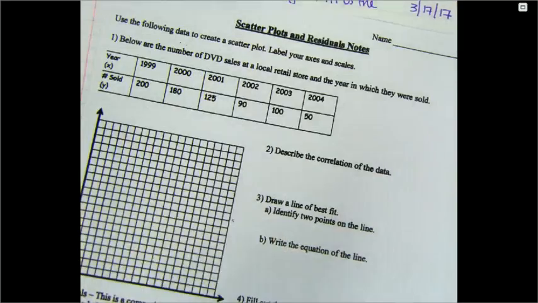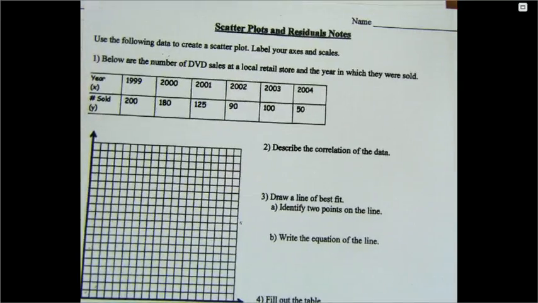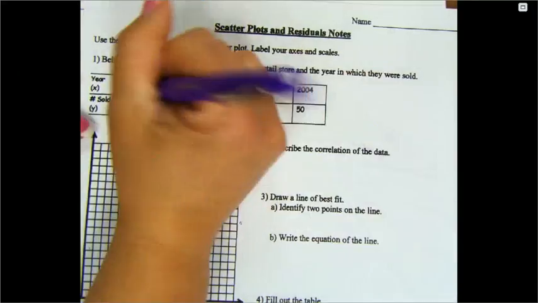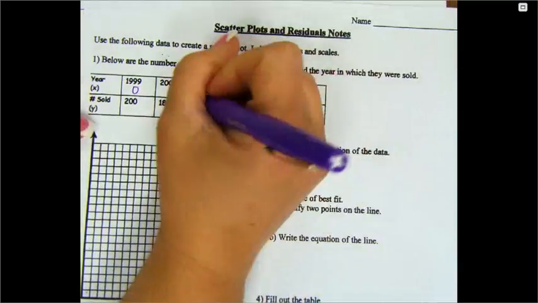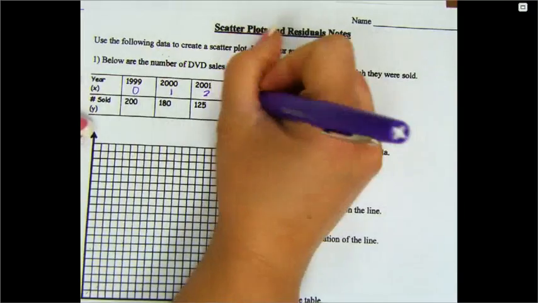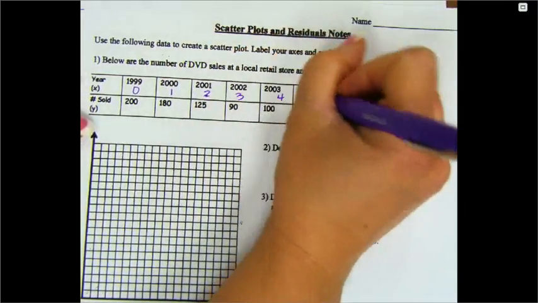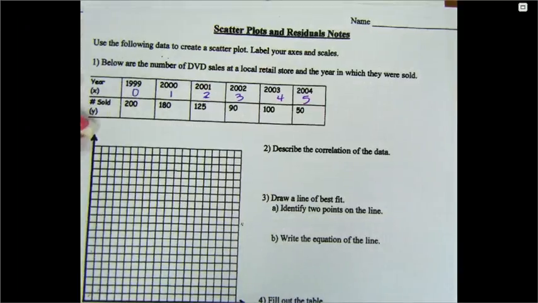It says use the following data to create a scatter plot. Label your axes and scales. So below the number of DVD sales at a local retail store and the year in which they were sold. So we're looking at year X and then the number sold, which is Y. We have year 1999, 2000, 2001, 2002, 2003, and 2004. So 1999 is going to be year what? Good. 2000 is going to be year what? Then, and then 5. Right? All right.